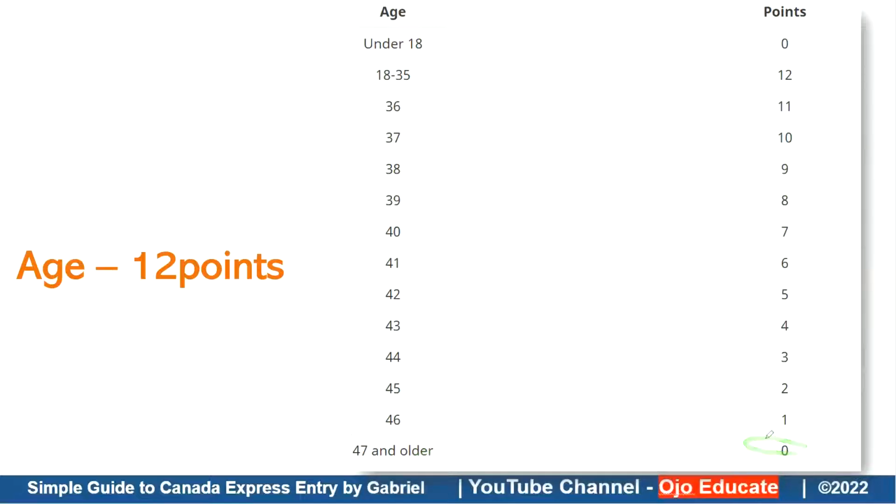This does not mean that you cannot still apply for Express Entry. Imagine someone who is 47 but has a PhD. In education, such a fellow is going to have the complete 25 points. So you can still apply. It doesn't matter your age. I think the maximum age is 50 years.